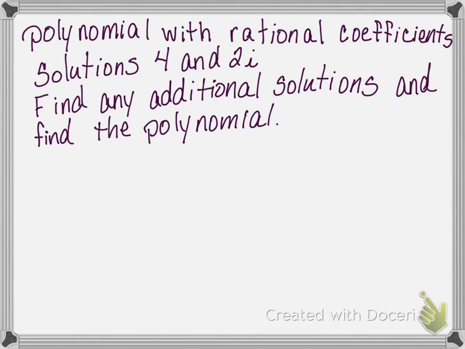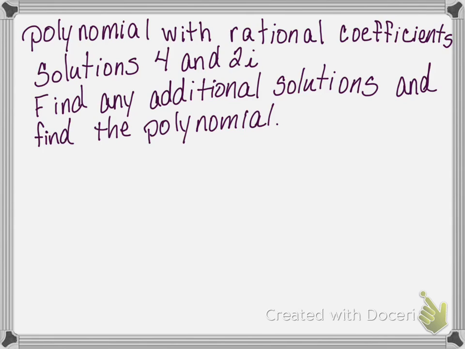Okay, class, this is a question that I posted in our discussion just to help us talk about irrational and complex solutions. In this situation, we are given two of our solutions. We are trying to find a polynomial with rational coefficients, and two of the solutions are 4 and 2i. We have been asked to find any additional solutions and then find the polynomial.